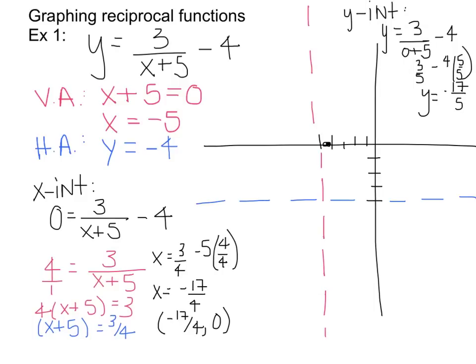So we write that as the point 0, negative 17/5. So let's go and let's graph that point. Negative 17/5 is a little past negative 3. Okay, and on your left-hand side, on the left side of my vertical asymptote, I have 2 points. So I get to connect them to make my branch.